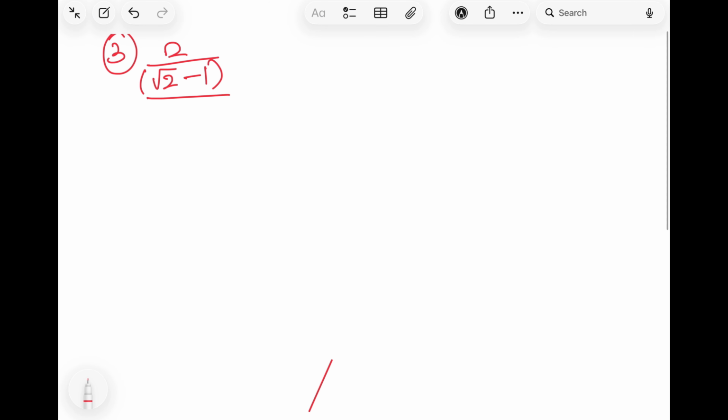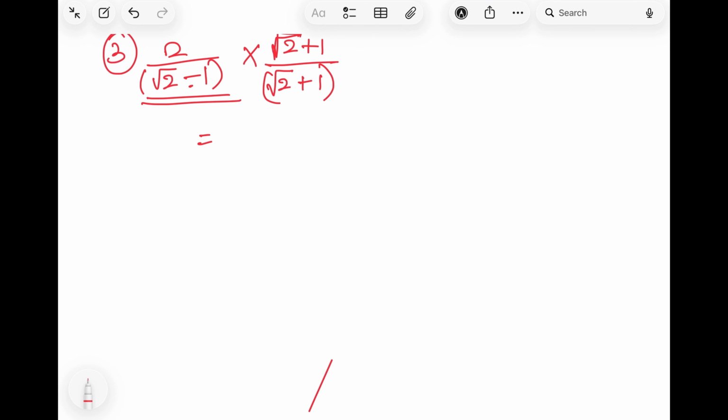Conjugate means we just change the sign. Instead of minus, it becomes plus. We take the same term but with the different sign, that is the opposite sign. So again, we'll multiply the numerator with root 2 plus 1 and also the denominator with root 2 plus 1.